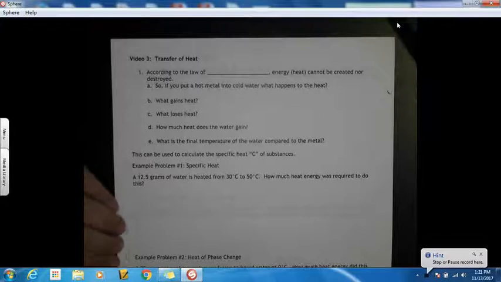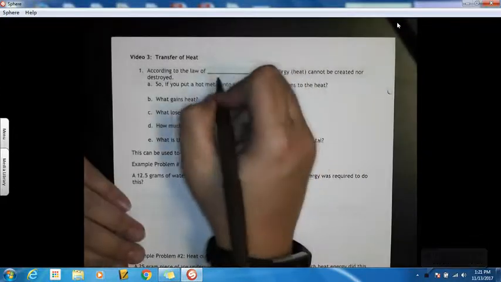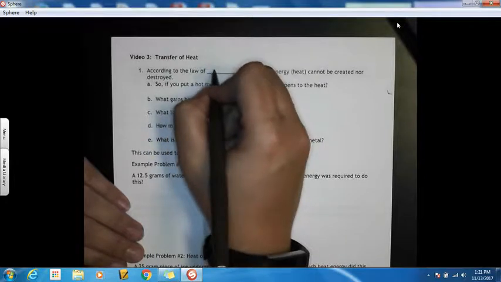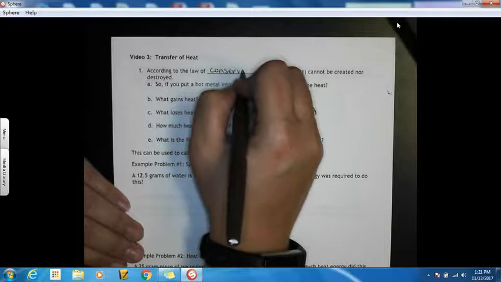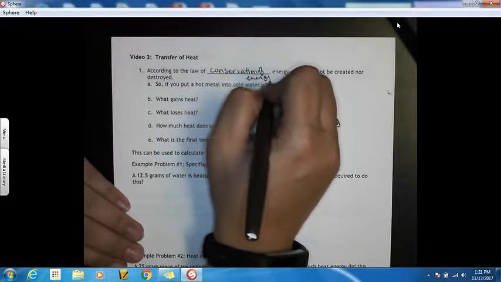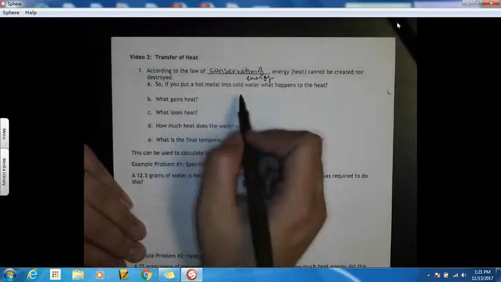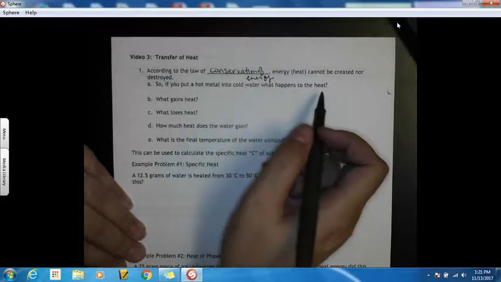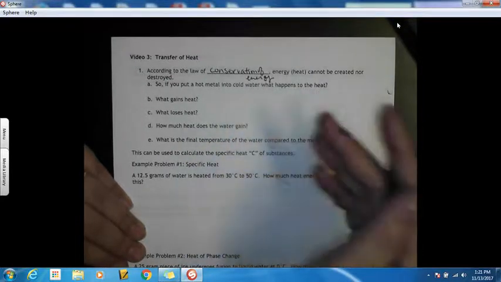Alright, so today we're going to talk about transfer of heat. According to the law of conservation of energy, energy or heat cannot be created or destroyed. So if you put hot metal into cold water, what's going to happen to the heat? Well, if it can't be destroyed, it's got to move from one thing to the other.